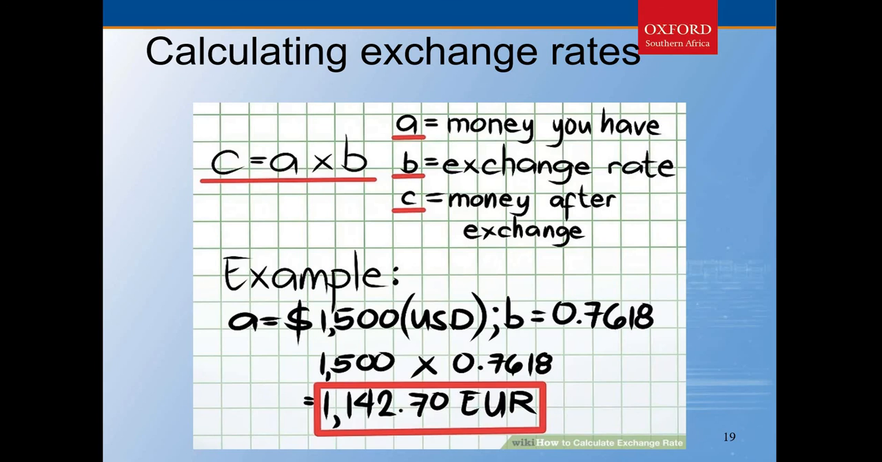The exchange rate is 76 cents. So for $1 you will get 76 European cents. So 1,500 times 76 European cents. So if you take $1,500, you will get 1,142 euros for that $1,500. So it's money you have in your hand times the exchange rate in the other currency.